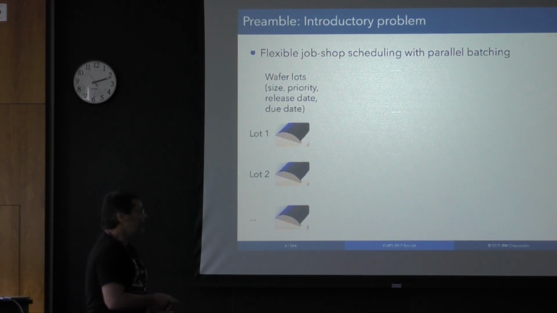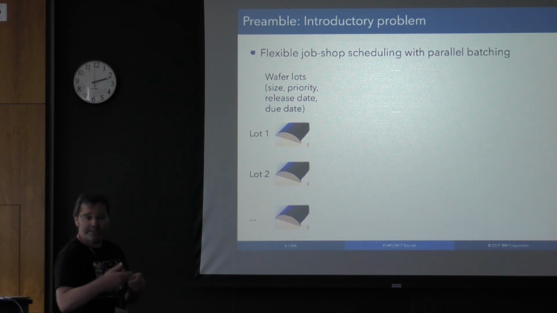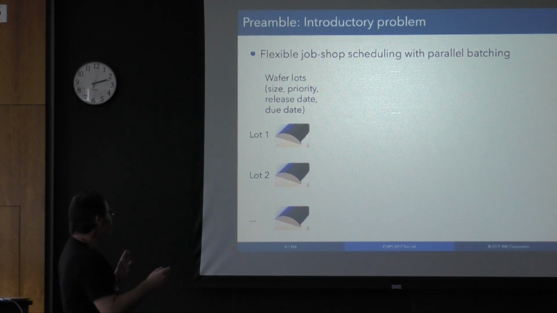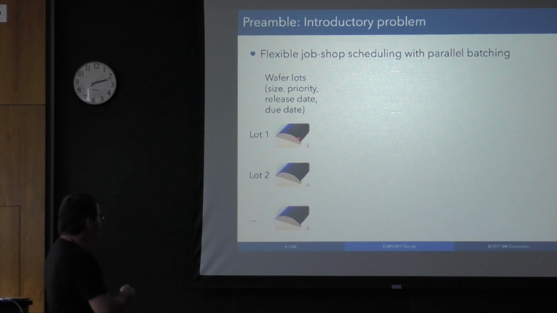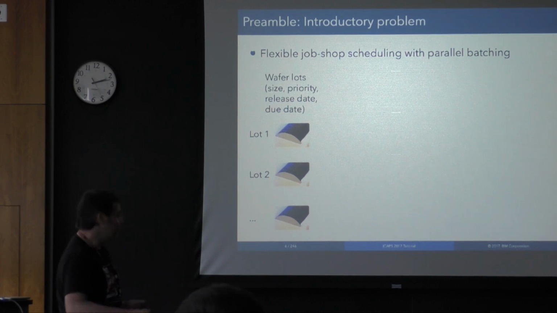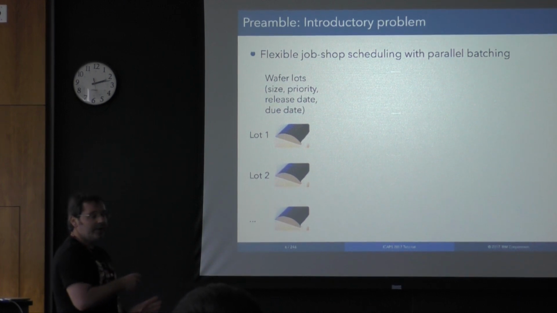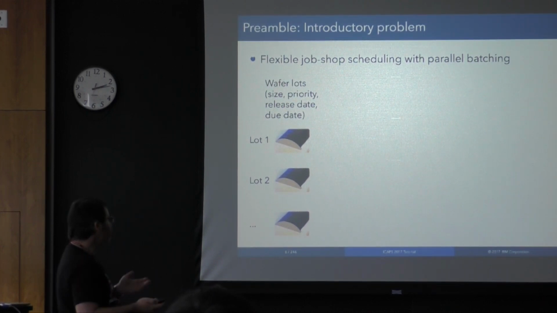You have a set of wafers, or some kind of silicon disks, to be treated by some machines, and these wafers are initially grouped in lots. So here you have, for instance, one lot with a set of wafers. Each lot is associated with a size, which is the number of wafers in the lot. It has some priority, because some lots are high priority and should be treated as soon as possible. You have a release date, they are not available at the entry of the shop before this date, and you have some due date. Well, this is quite classical.